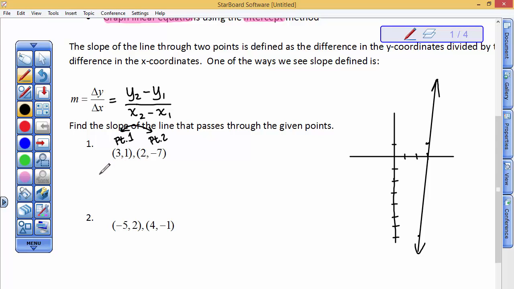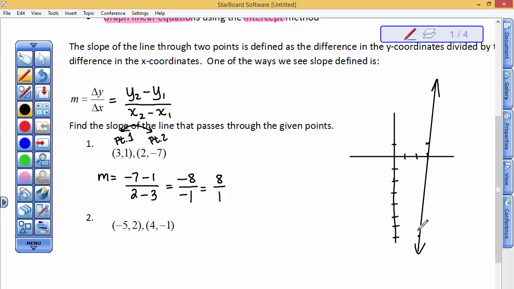My calculation can be done to find m, which is called the slope, by starting with the y value for point number 2, that's a negative 7, and subtracting the y value for point number 1, which is a 1. That difference is going to be a negative 8. If you need to, use a calculator. Then the x value for point number 2 is a 2, and I'm going to subtract the x value for point number 1, which is a 3. And 2 minus 3 is a negative 1. But a negative divided by a negative is a positive 8. We can just leave it as 8, or 8 over 1.